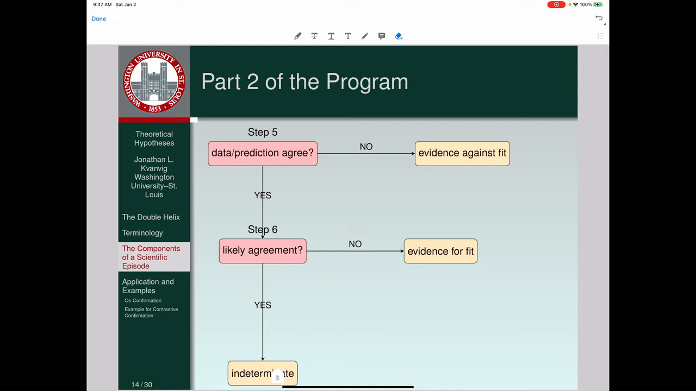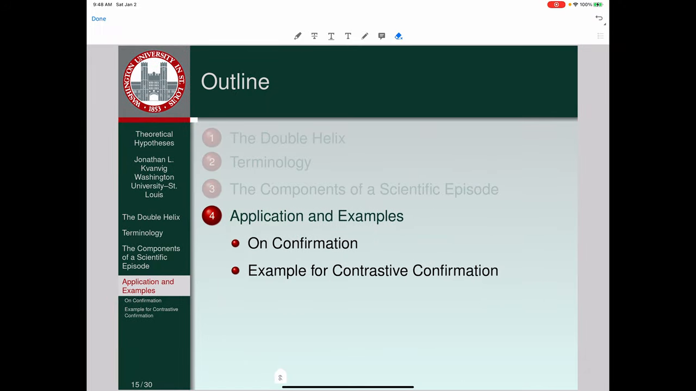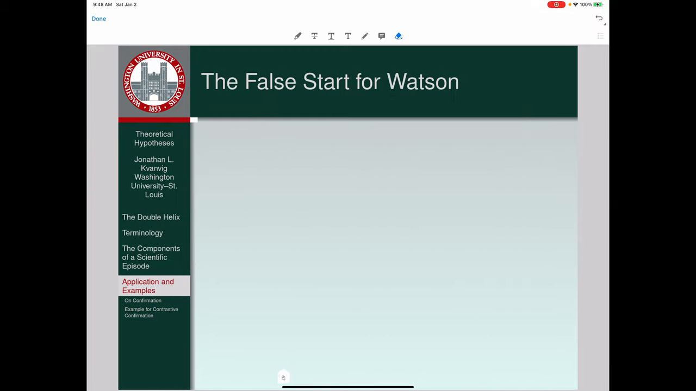So those are the seven steps of the Geary program. It has two parts, part one and part two, where you just lay out the basic structure, and then part two of the program, where you investigate what's to be made of the relationship between the data and the prediction, whether it's evidence against fit or evidence for fit or simply indeterminate. Much of the discussion of the first two chapters then is an application of this structure first to the Watson-Crick model and then to others. So I'm going to proceed through this without explaining a lot of it. You can read about the examples in the book, but the important thing to see is how to set up your diagrams to make the particular scientific episode fit the example under discussion.